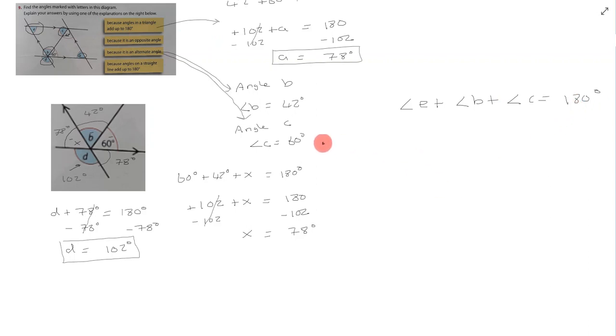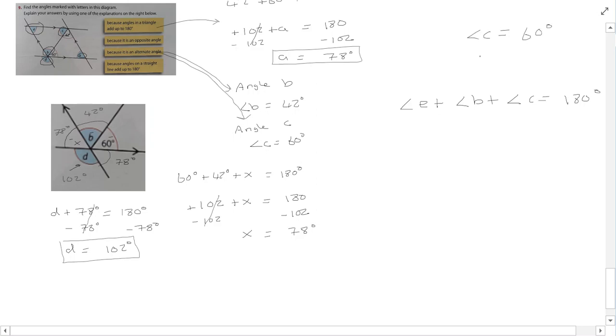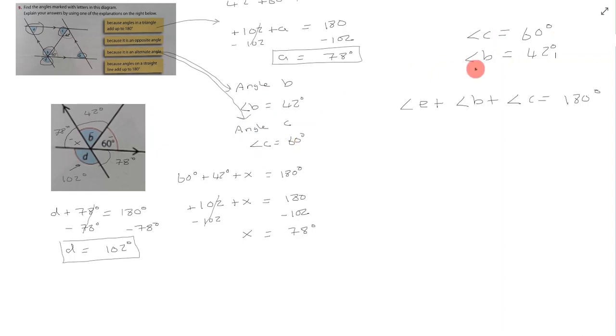I'll write the values up here. The angle C is equal to 60 degrees, and the angle B is equal to 42 degrees. We've taken these from here. So the angle C is this here, 60 degrees, and the angle B is 42 degrees. Now we can use this rule here to figure out the angle E.